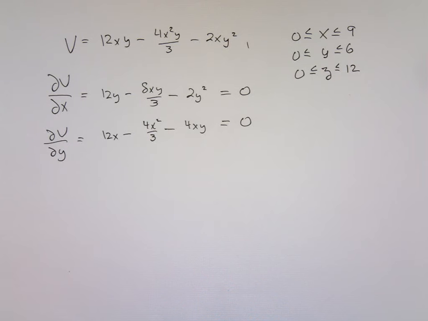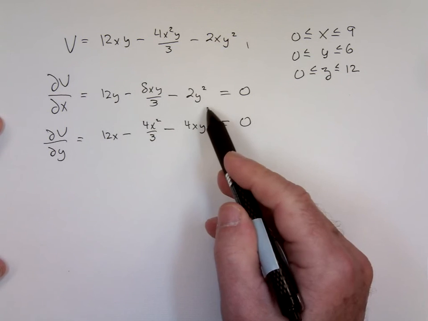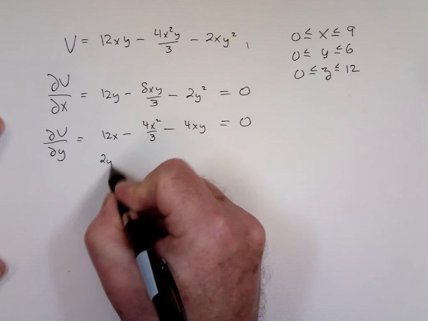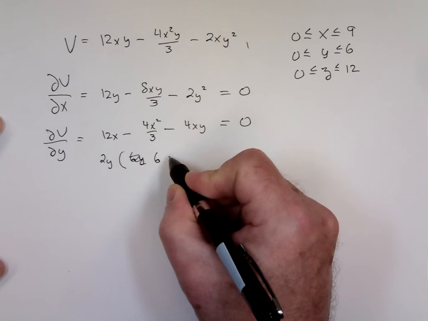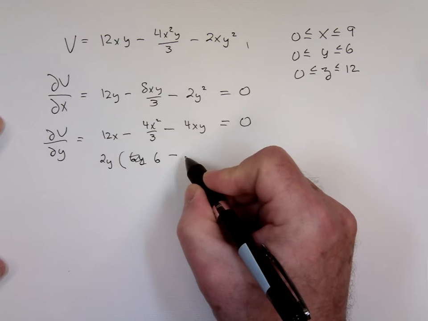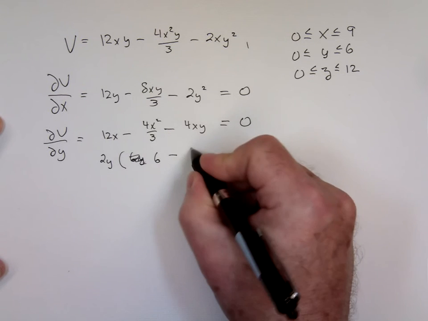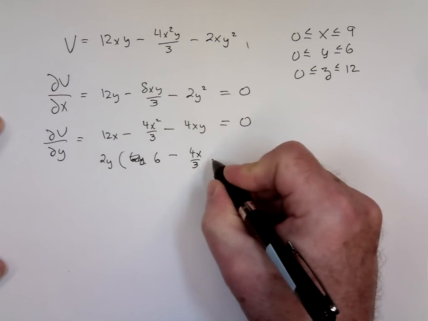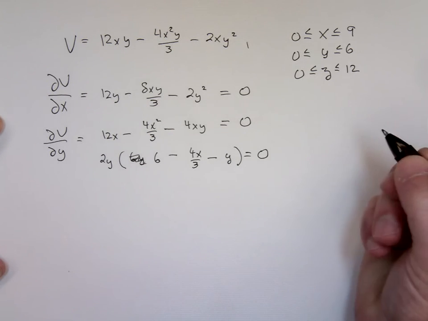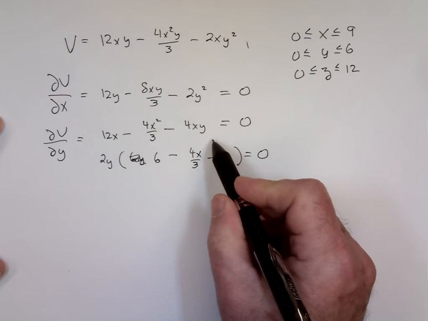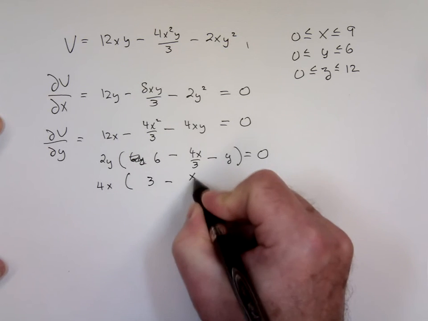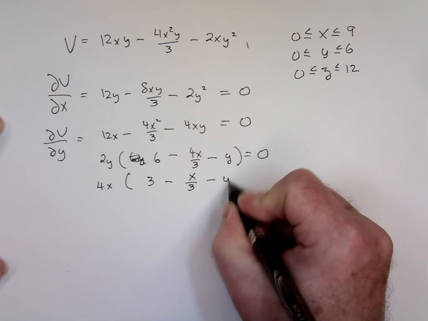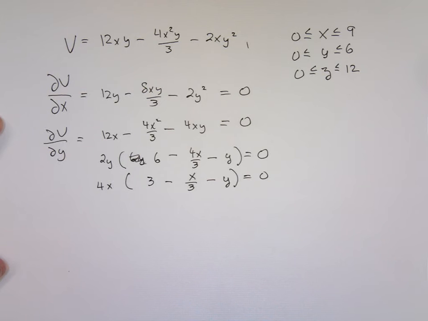All right. In the first one, we're going to factor out a 2y to get a 6 minus 4x over 3 minus y equals 0. And the second one, I'm going to factor out a 4x to get a 3 minus x over 3 minus y, I think. Okay. Yeah, is this okay? Yeah.